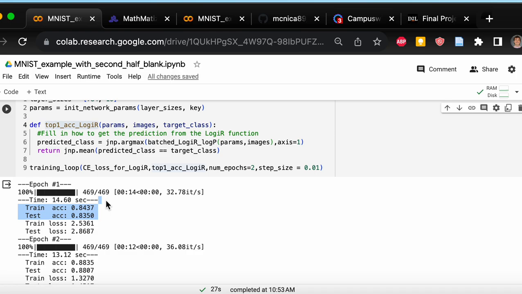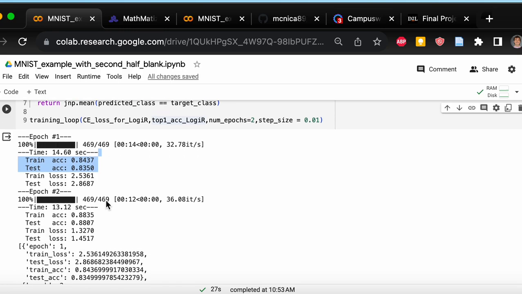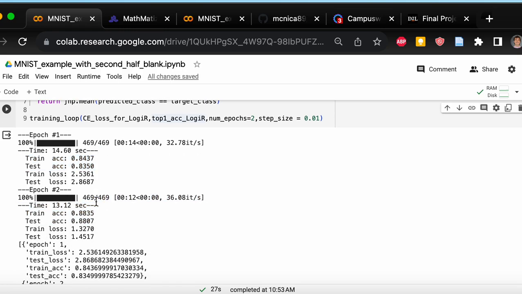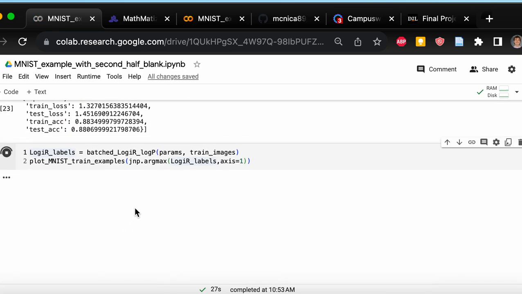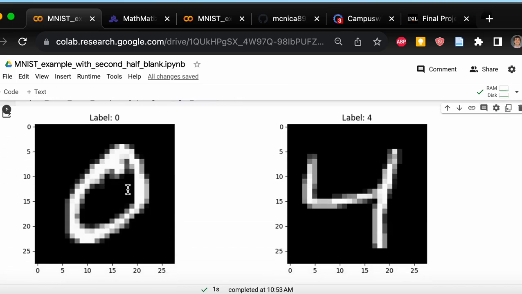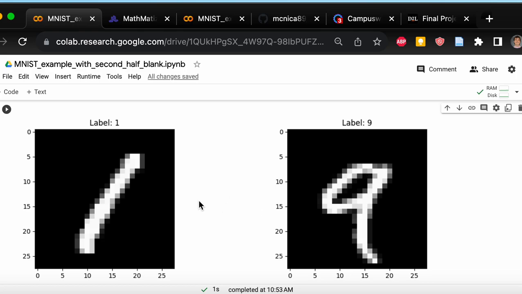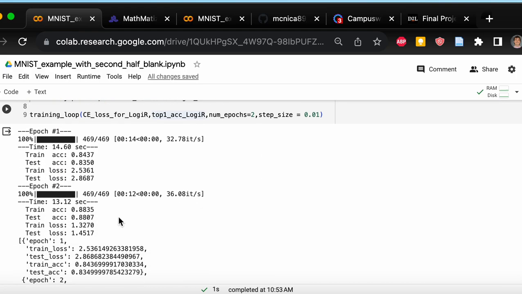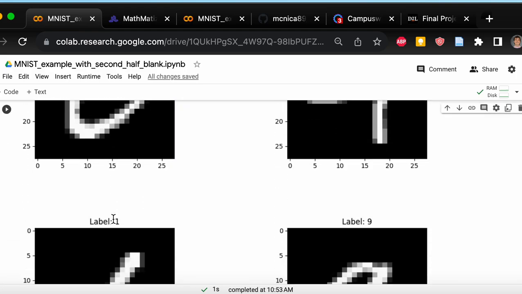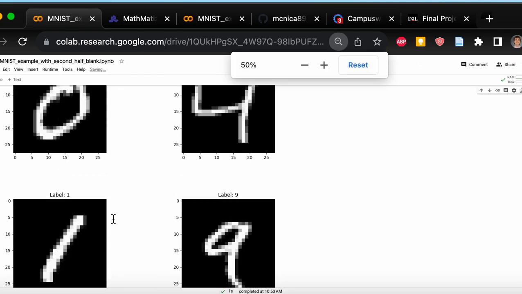So that's pretty good. We're getting 85% of the time, the true answer is what we think is the highest probability. And then look, it goes up to 88% of the time. And this again is plotting what is the highest possible label. We think it's a 0, we think it's a 4, we think it's a 1, and we think it's a 9. So it's already doing really well, 88%. This is just logistic regression. And it's all implemented in this like really flexible Lego way.